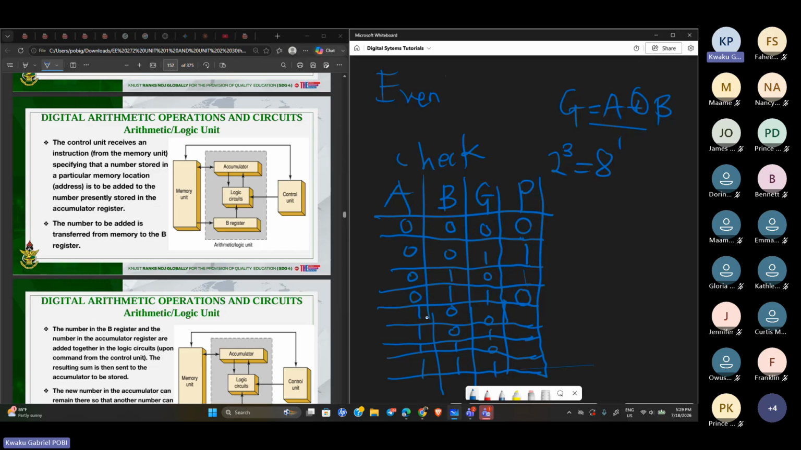Then here you have 1, 0, 0. So it means you have odd number of ones. You append a 1. You have 1, 0, 1 here. So it means even number of ones. You append a 0. And then here you have 1, 1, 0. So even number of ones, you append with a 0. And then here you have 1, 1, 1. Odd number of ones, you append with a 1.